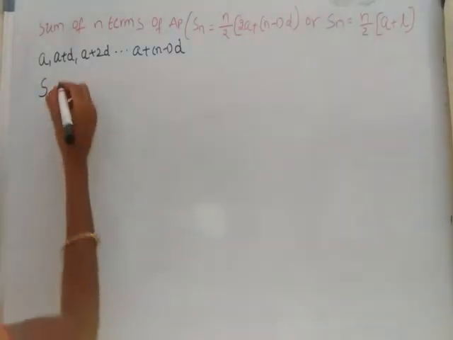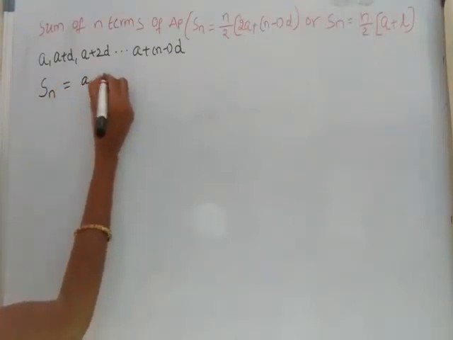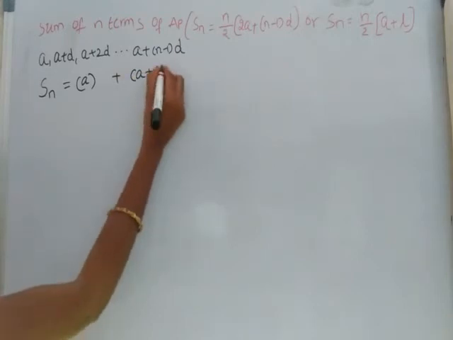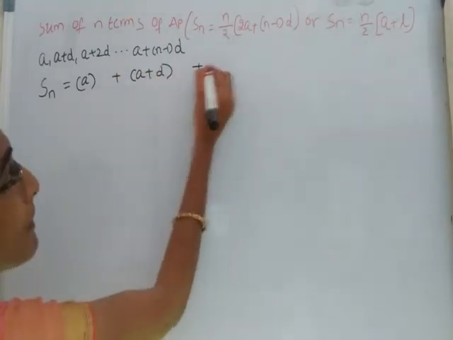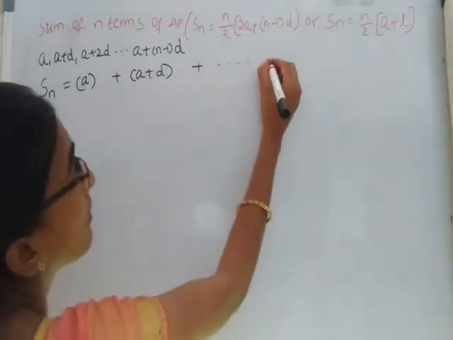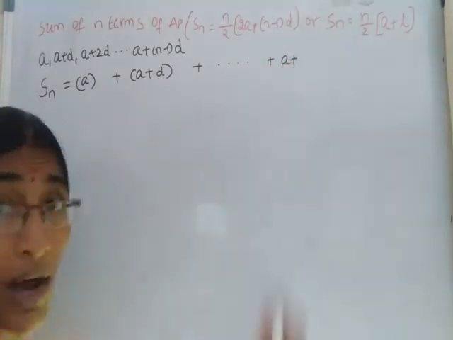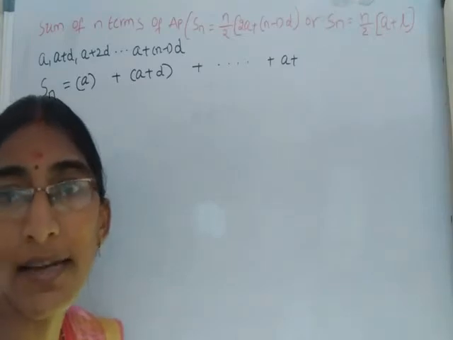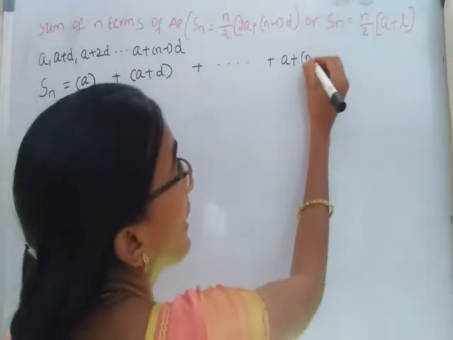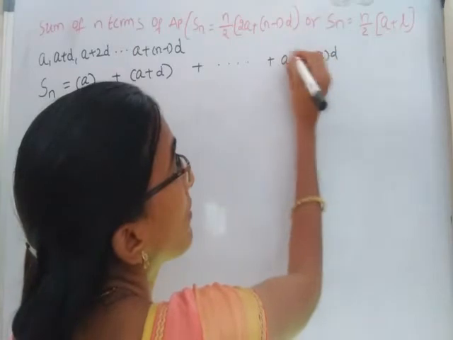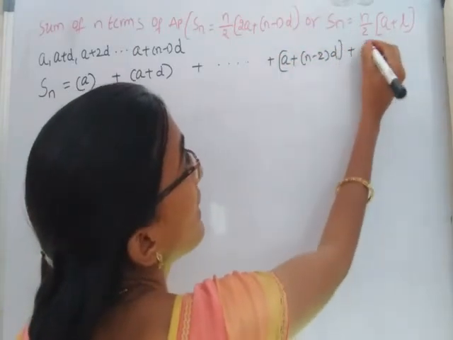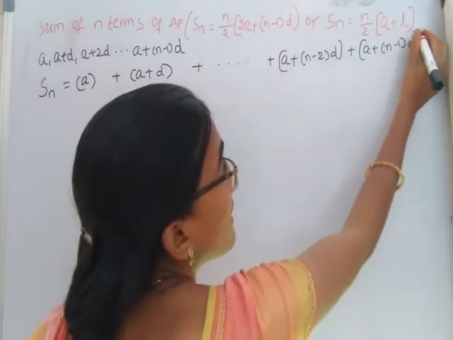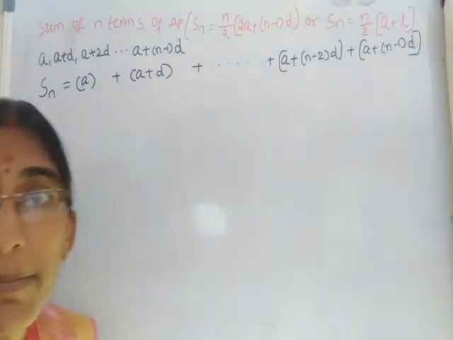Sn is equal to a plus a plus d plus and so on. How do we represent the n minus 1 term in an AP? It is a plus n minus 2 into d. Then a plus n minus 2 into d plus a plus n minus 1 into d. This is the nth term of an AP.